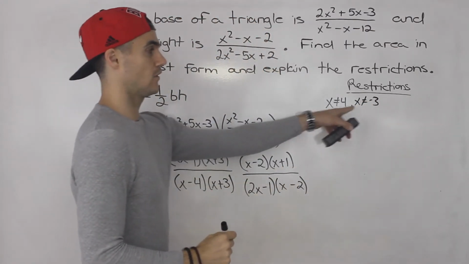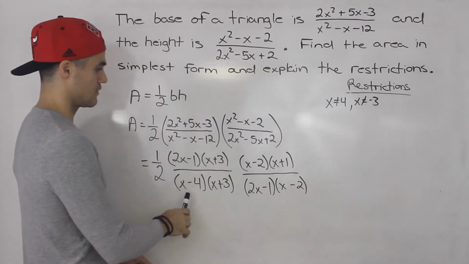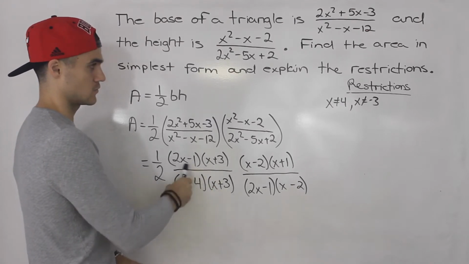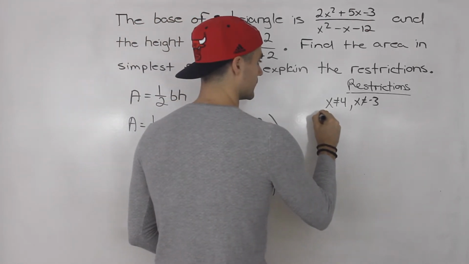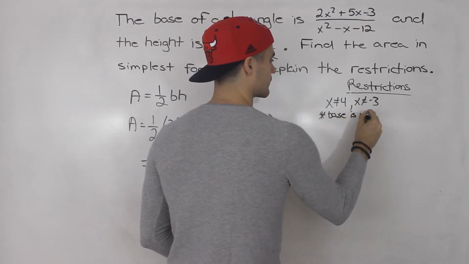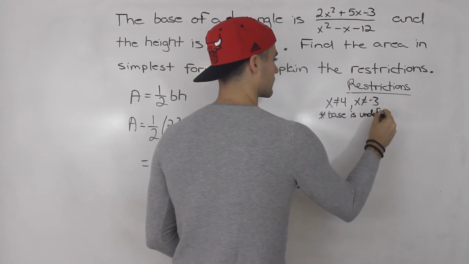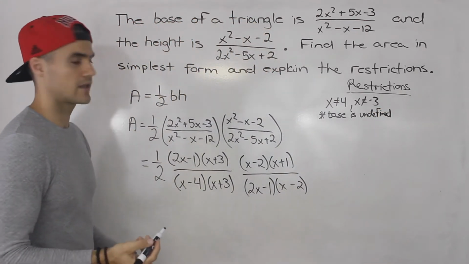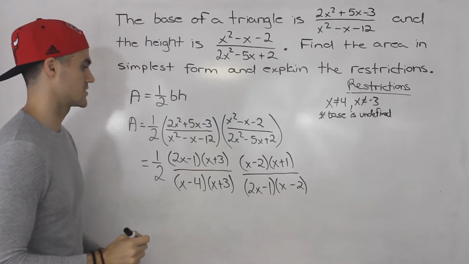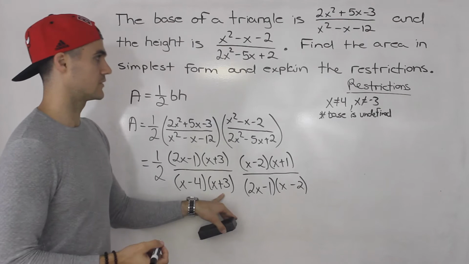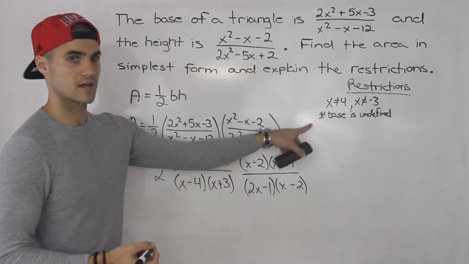Because if one of those happen, then that means that the base will be undefined. Which would make the area undefined, and we can't have that. That would make no sense, right? So x cannot equal 4, x cannot equal negative 3. That would make the base undefined.